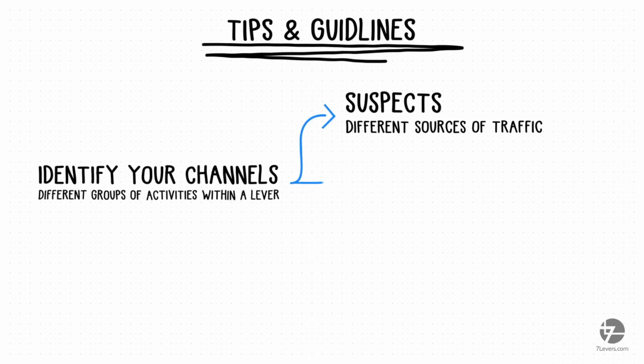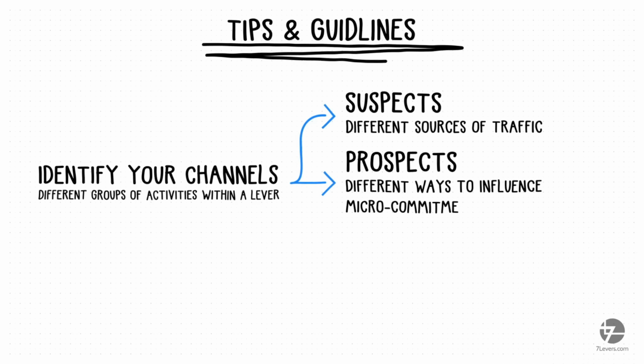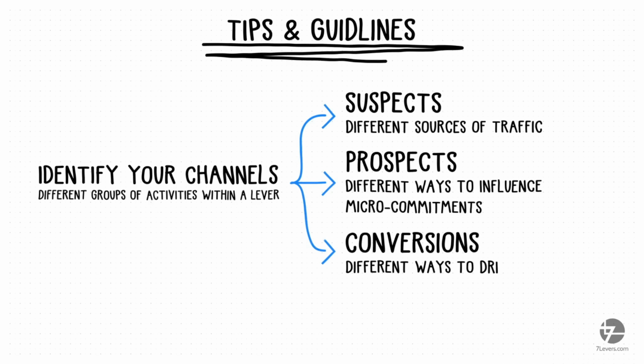Similarly, in your prospects, you might have different ways to influence the micro commitments that people make. You might be trying different things in different places in the store, for example. There may be different steps your staff are taking. Similarly, in conversions, there may be different places that you encourage people to buy.